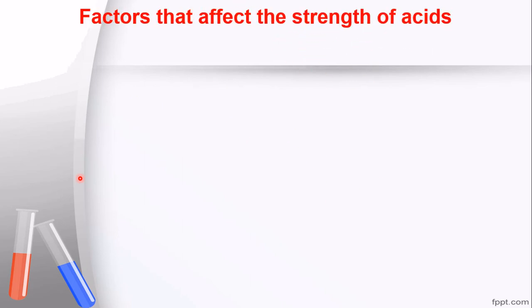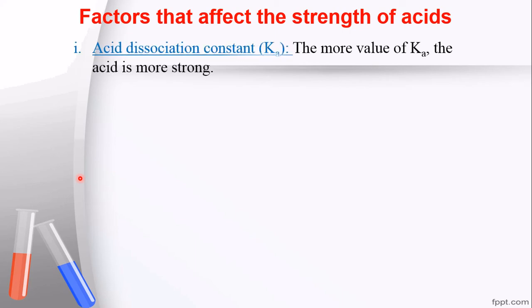The strength of an acid depends on some factors. These factors are, at first, the acid dissociation constant Ka. You know this: the higher the value of Ka, the stronger the acid. That means the acid which has a higher Ka value will be the stronger acid.